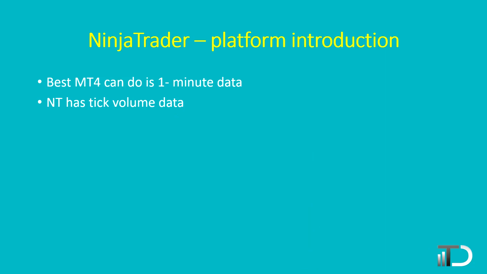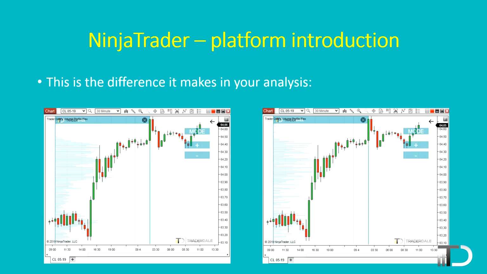If this drawing didn't make any sense to you, then don't worry, I have one more picture for you, which hopefully will make it a bit easier to understand. This is the picture. Both charts are created using NinjaTrader, but the one on the left is created using tick data, which NinjaTrader uses. It is the highest quality data. And in the right picture, I switched to 1 minute data, which is the best data MetaTrader can do.